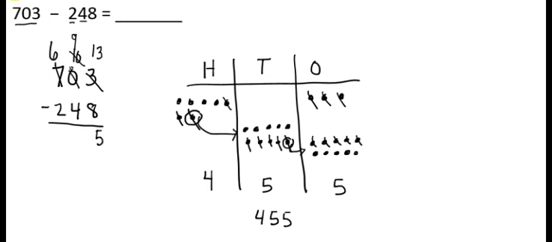Then in my tens column, I had the 9 left over. I have 9 tens minus 4 tens equals 5 tens. And in my hundreds column, I had 6 discs and I crossed off 2. 6 minus 2 is 4. The final answer is 455, and the place value chart matches what we did with the vertical format for the standard algorithm of subtraction.